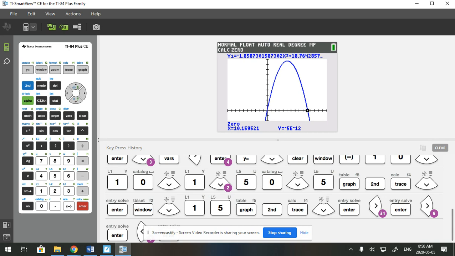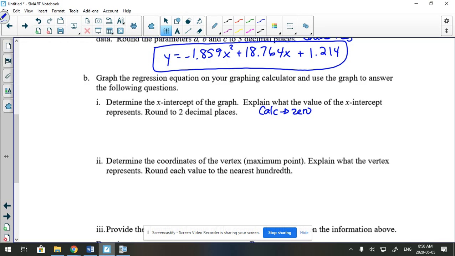And remember, when you see something like this with the e there, it essentially means 0. It's just off slightly, like a minuscule amount. So we found our x-intercept. So my value for x, rounded to 2 decimal places, is going to be 10.16. But make sure the question wants you to interpret what that means.